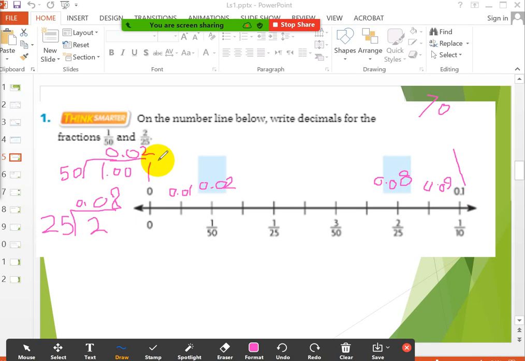If you finish, you just have to write this number and this number. Which one don't you understand, Mariam? Just specify for me, please.